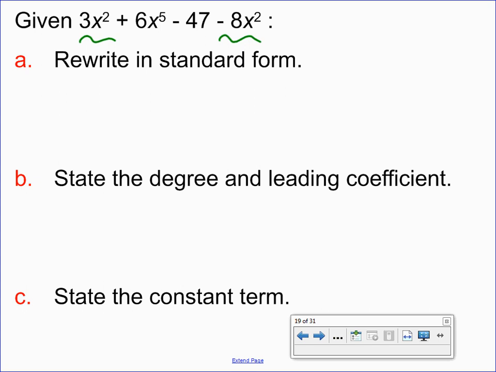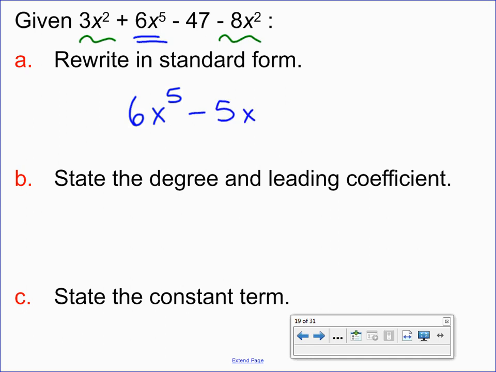So we've got to scan the problem and find the dominant term. In standard form, that has to come first. So what's the dominant term here, Heather? Good, so that's got to come first. And so we'll go ahead and rewrite in standard form. We've got 6x to the fifth. Then we'll do the next highest exponent. Looks to be that squared term, so minus 3x squared plus a negative 8x squared is minus 5x squared.